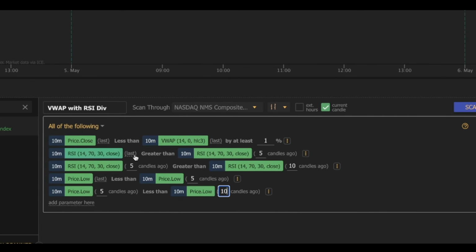We have RSI greater than RSI 5 candles ago. RSI 5 candles ago greater than RSI 10 candles ago. So RSI is increasing. And then we have the low on the current candle is less than the low 5 candles ago. The low 5 candles ago is less than the low 10 candles ago. So price, the lows are decreasing. Now that we've defined the divergence and that price is extended away from the VWAP, we can run this scan and see what we find.